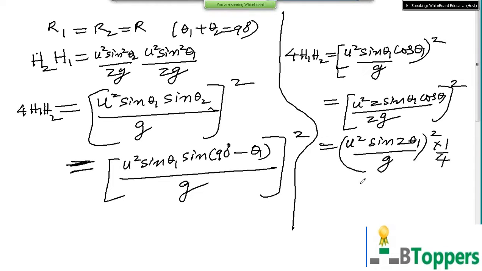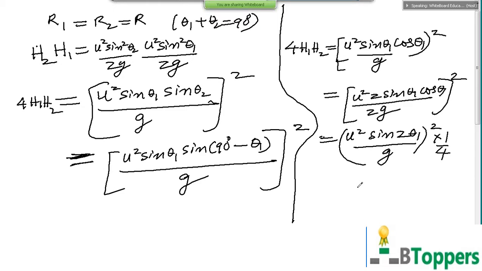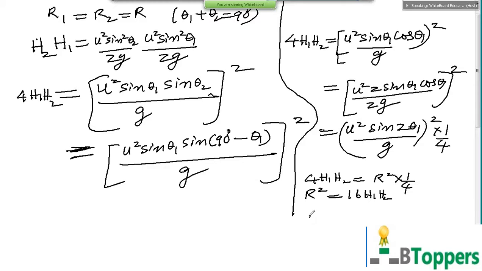U square sine 2 theta 1 by g gives you the range R in the first case, which is the same as the range R in the second case. The range in each case is denoted by R. So H1, H2 can be written as R square by 4. So you get R square equal to 16 H1, H2. So the range R in each case can be written as 4 into root of H1, H2.